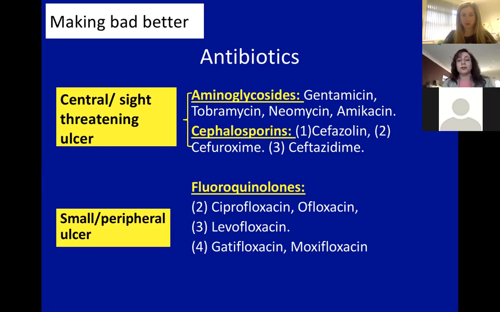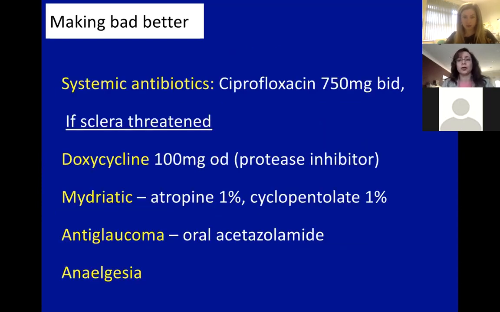But in small peripheral ulcers, we can use fluoroquinolones. We like levofloxacin because it is preservative-free, so less toxicity, but for more severe cases, we sometimes use moxifloxacin, which is a 4th generation. We don't tend to use systemic antibiotics unless the sclera is threatened. We use doxycycline quite often because it's a protease inhibitor and it reduces the melting.